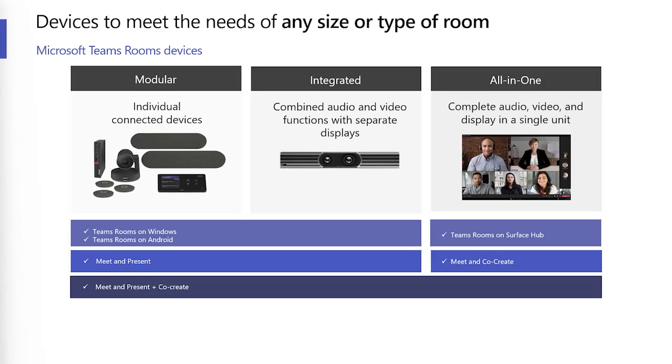Teams Rooms devices are available across a wide variety of form factors. So modular systems, they have a center of room touch panel control, so you can manage the meeting without leaving your seat, and AV peripherals like speakers, mics, and cameras. These systems provide maximum flexibility, so you can scale up or down to meet any room size.